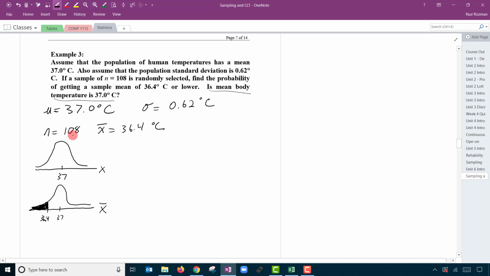Had my 108 people given me a result of 39, and I were in the upper tail, then I would go to the right. But because I'm below, I'm going to go to the left. Let's find the probability of getting a mean like this or smaller. I think I just said equal to or lower, but it doesn't matter because it's continuous. X bar will be distributed normal with a mean of 37 and a standard deviation of 0.62 over the square root of 108.